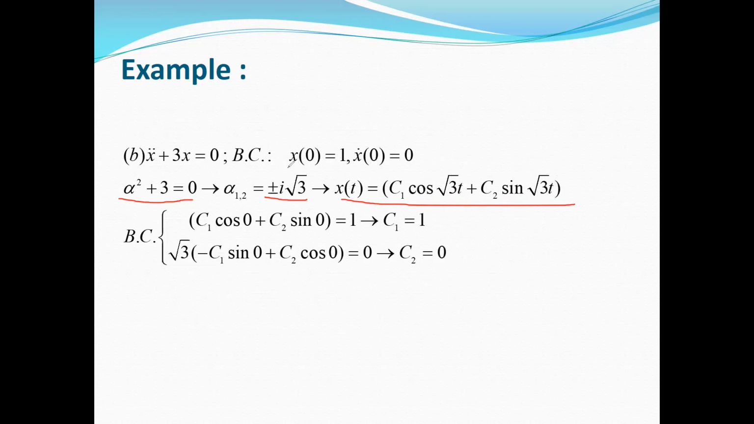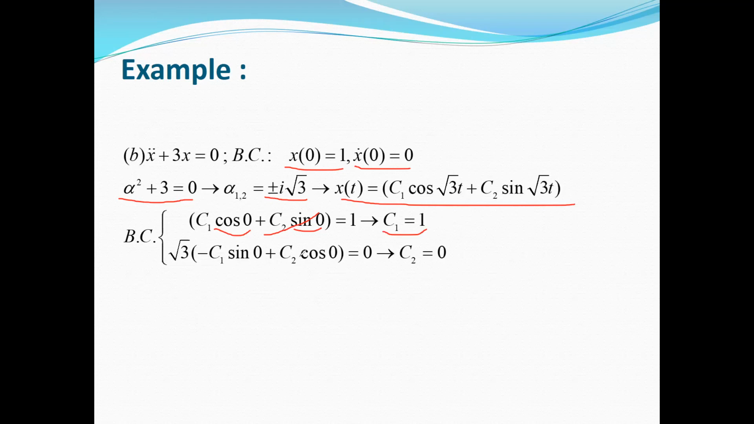This time we will have again the same initial conditions. x at t equal to 0 is equal to 1. Here you substitute t equal to 0, so we will have cosine 0, sine 0, which this time is 0. So c1, similar to the previous part, is equal to 1.